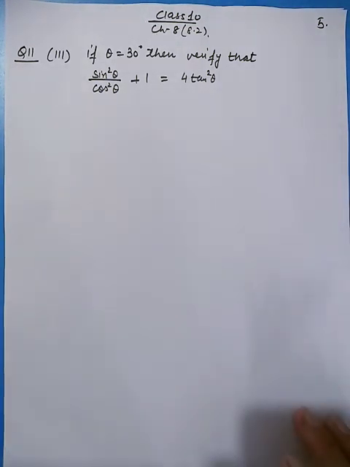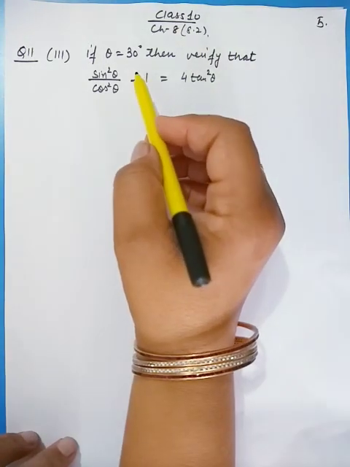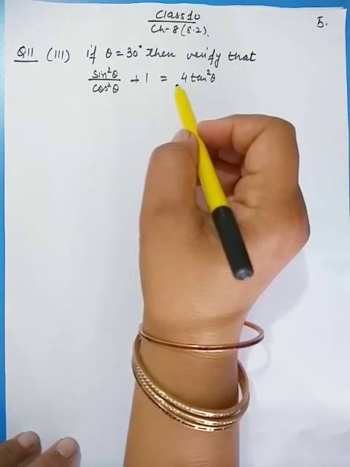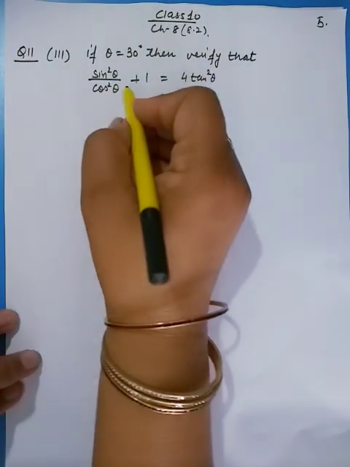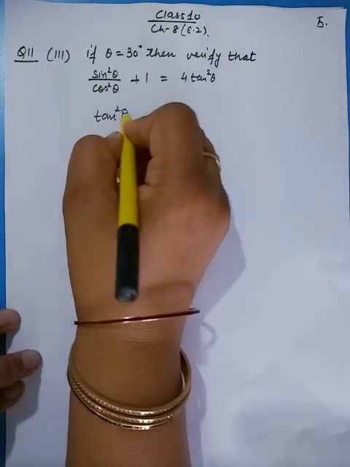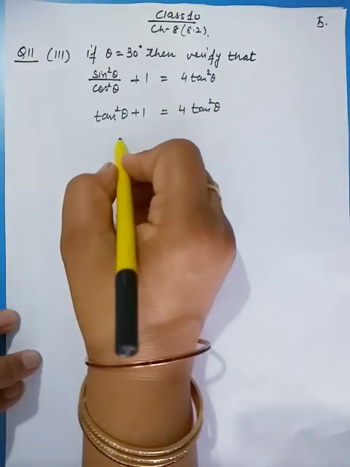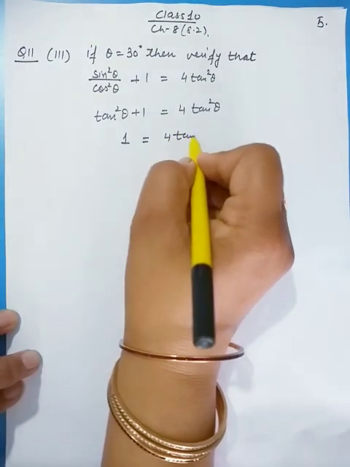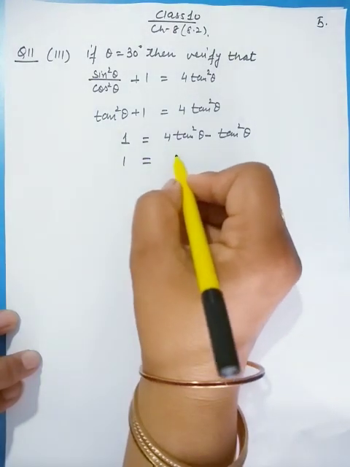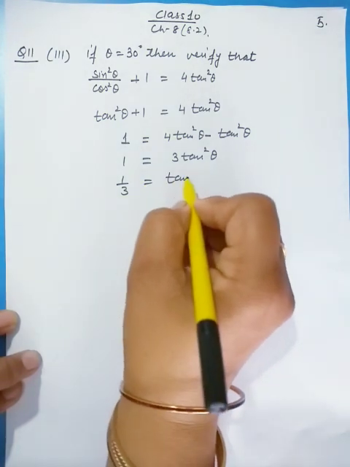Now question number 11, part number 3. Again theta is 30 and we have to verify that sin square theta by cos square theta plus 1 is equal to 4 tan square theta. So students, here we can convert sin square theta by cos square theta into tan square theta plus 1 is equal to 4 tangent square theta. And it will be 1 minus 4 tan square theta minus tan square theta. So we get 1 is equal to 3 tan square theta, and 1 by 3 is equal to tan square theta.